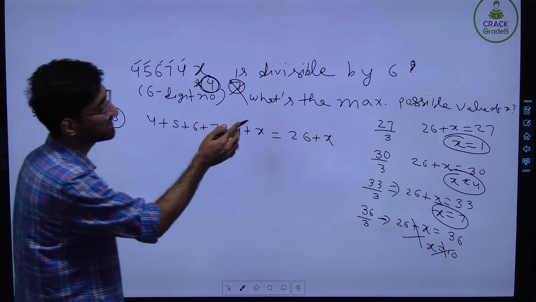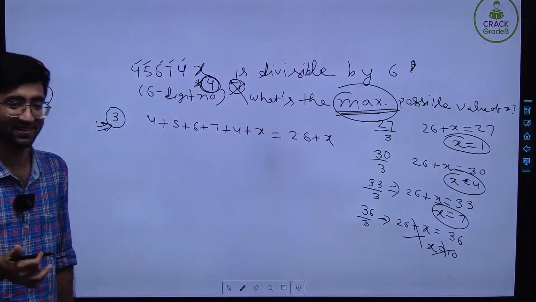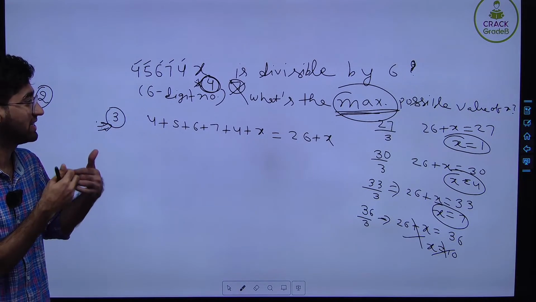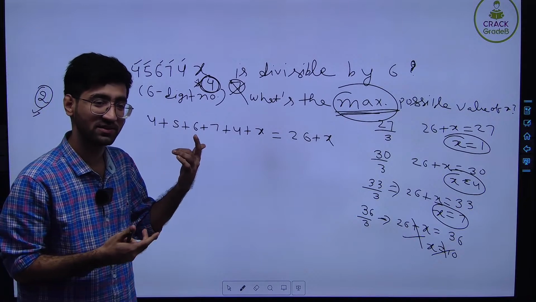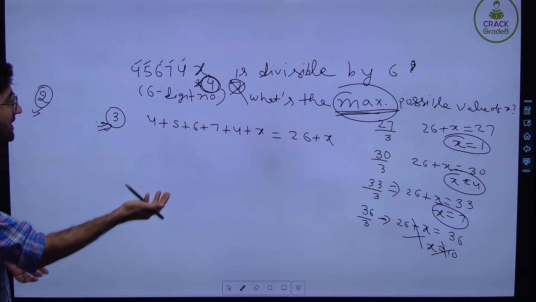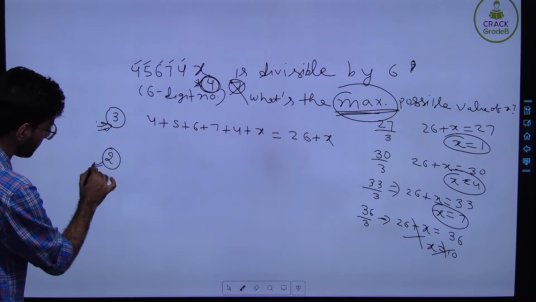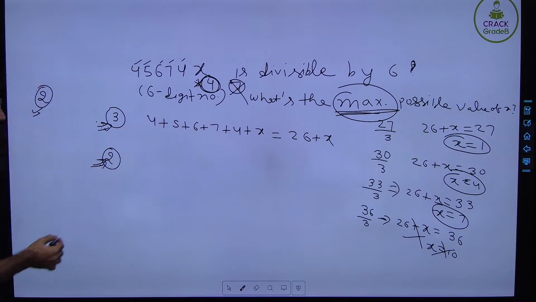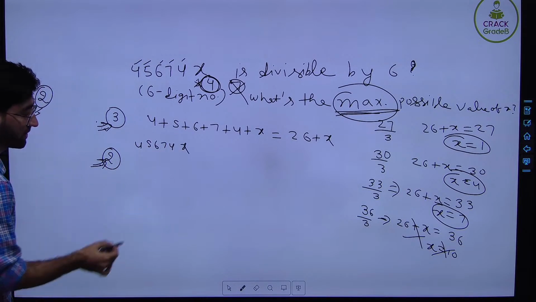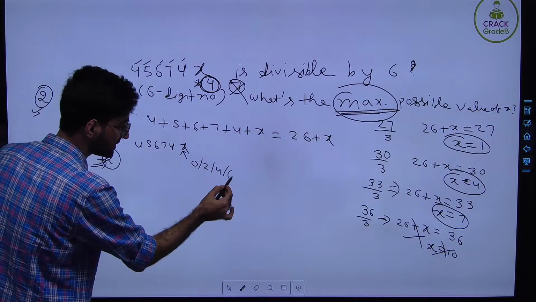So see, in this question, the word maximum is here to confuse you, such that you will feel, oh my god, I did some work and I am getting only one value, but I have been asked to find the maximum. Any doubt? You can also approach this question by applying the divisibility rule of 2 first. Simple. See, 4, 5, 6, 7, 4, x. What are the possible values of x? 0, 2, 4, 6, 8.